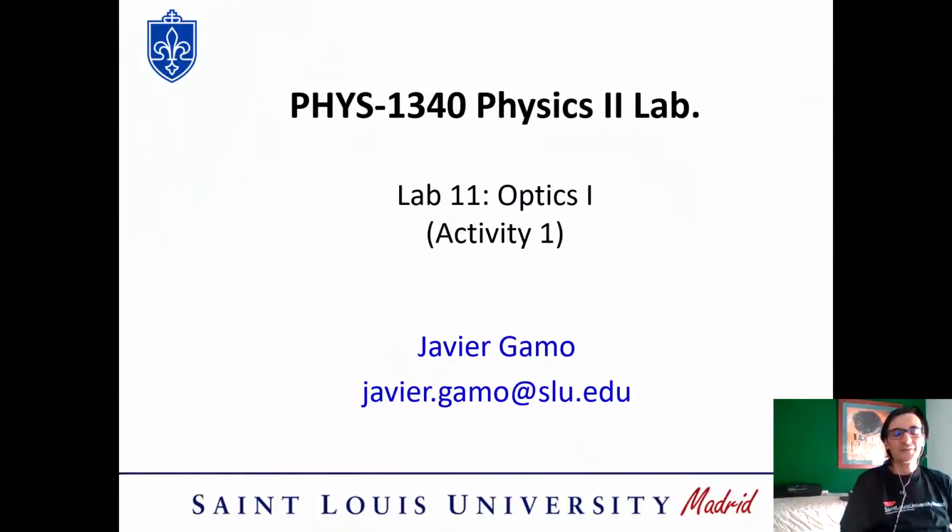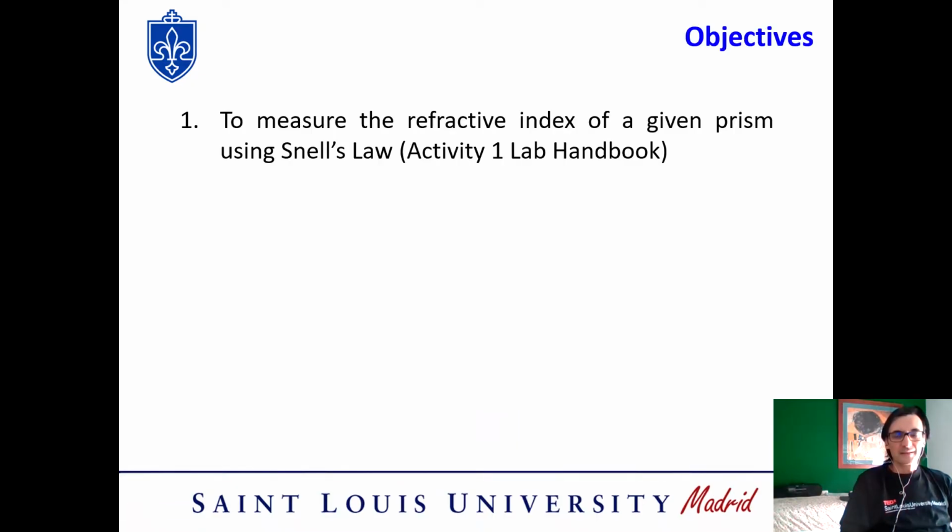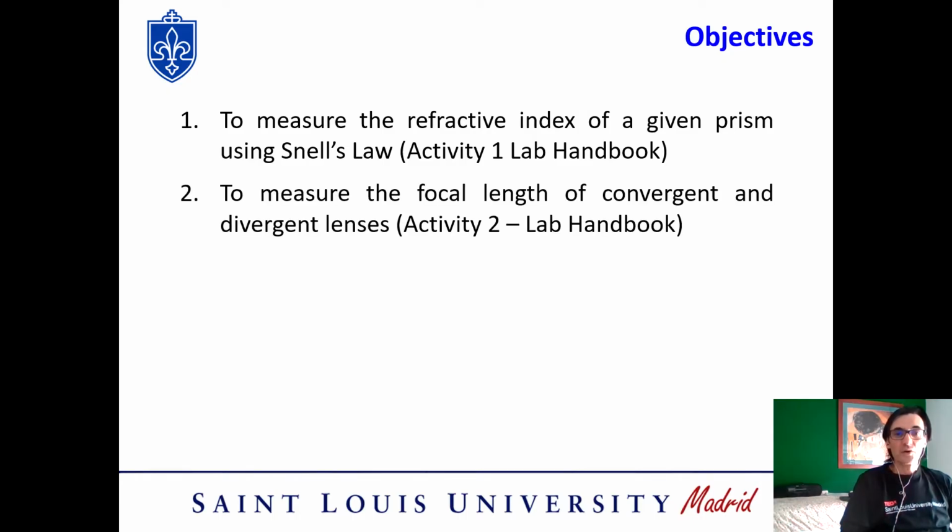Hello. In this video, we will see Lab 11, Optics 1, Activity 1. The objective of this first activity is to measure the refractive index of a given material using Snell's law. In a following video, we will see how to play with the focal length of convergent and divergent lenses. That would be Activity 2.